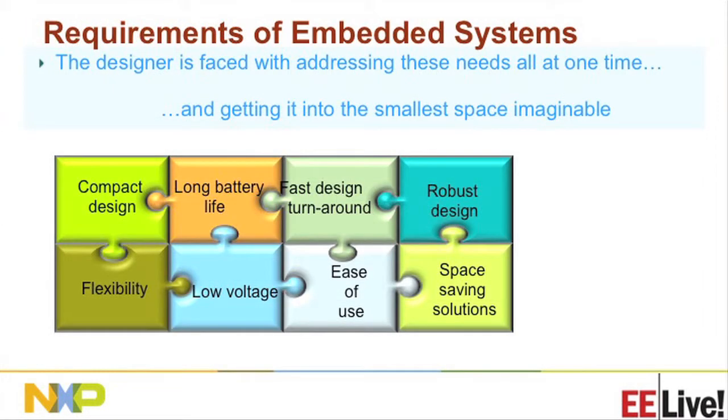So the requirements of today's embedded systems, we need compact, smaller designs. We need longer battery life. We need to get these systems to the market quickly. They have to be high quality, high reliability, robust. We need to save some space. And then at the end, you need to get them to the market fast. So you need to be flexible with that.